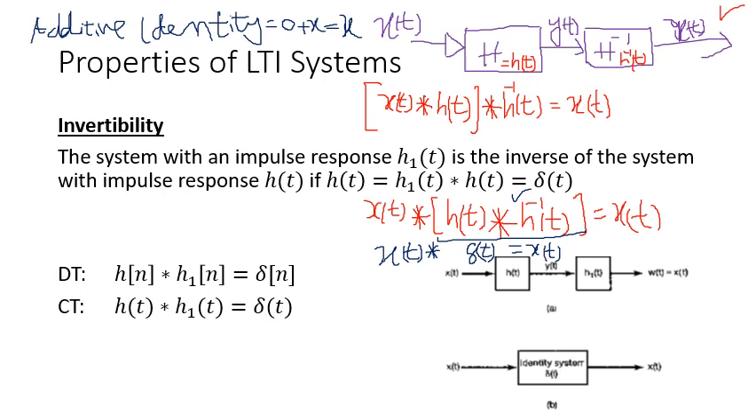So if the two systems' impulse responses are inverse, then the convolution of those will result in impulse, right? So for the case of continuous time, impulse of t, and for the case of discrete time, it will be impulse of n.